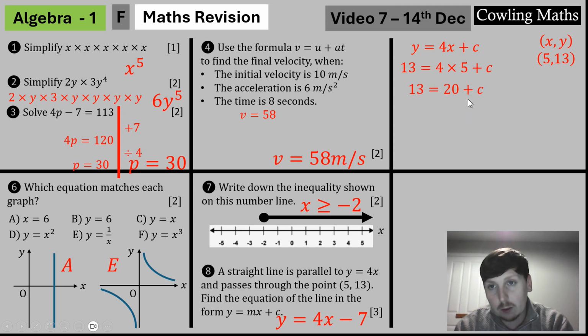Technically, if we're solving this equation, we want to get c on its own. So we're getting rid of this plus 20. We're going to take away 20 from both sides. You get c equals -7. So we found the y-intercept of this line is -7.